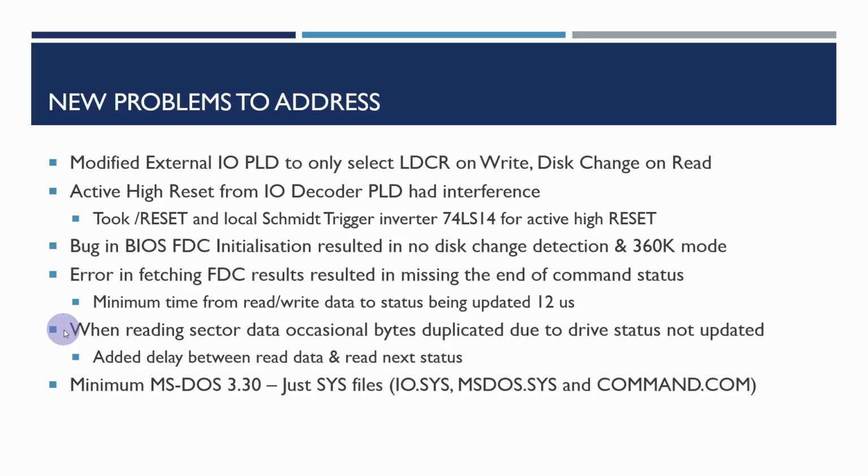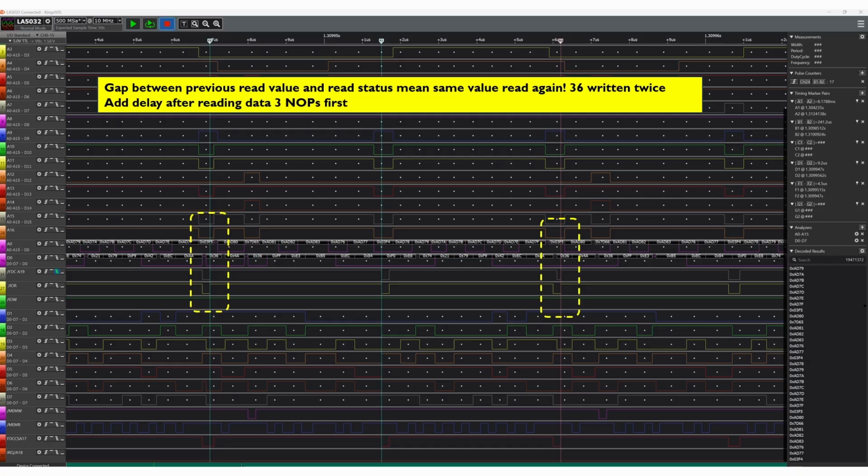Finally, this other issue, when reading sector data, occasionally we'd actually get bytes duplicated. So when I was looking at the output, rather than getting 512 bytes back for a sector, I was sometimes getting 513. Obviously, that would mean that the data wouldn't line up and would cause problems. So if you just have a look at what was causing that, it's a similar problem to this FDC results thing in that things are happening too quickly, in which case the status hasn't been updated. So I'll just have a look at some screenshots from the logic analyzer output.